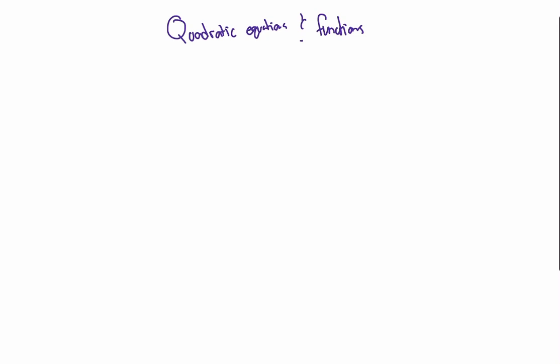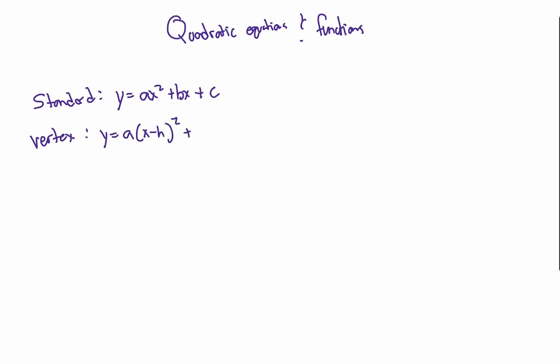Let's start with the two forms that you will see quadratic equations in. The first is standard form, which is in the form of y equals ax squared plus bx plus c. The other way you would see this is in vertex form, which is in the form of y equals a parentheses x minus h squared plus k.